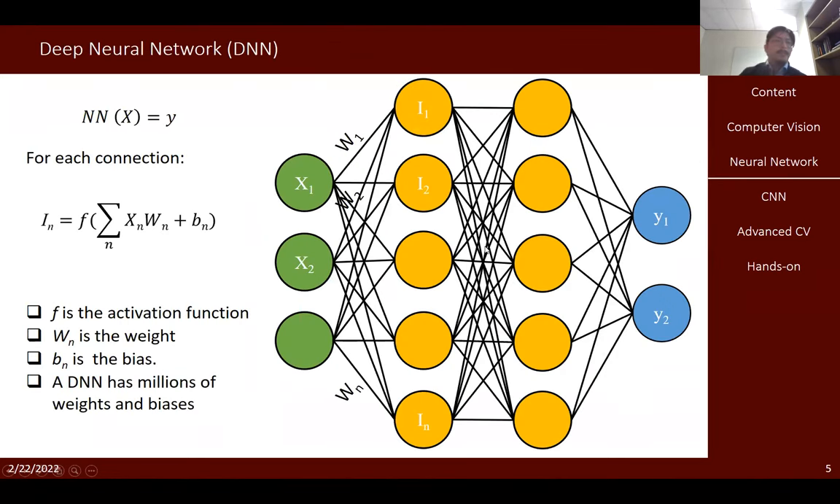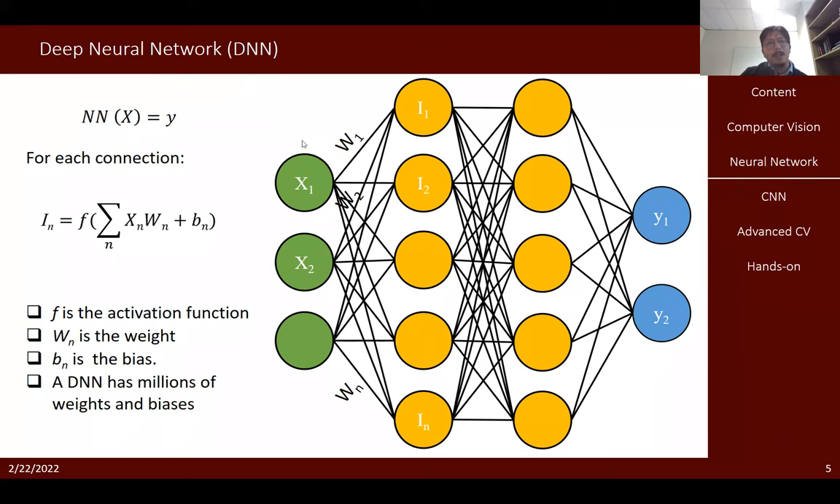Okay, that's the foundation about digital images. And then we are going to talk about neural networks, or deep neural networks. A neural network is inspired by the human brain, because the connection between our brain neurons is very similar to the connection we are seeing here. So a neural network, NN, will take X as input and output Y. X here, those are all numbers.